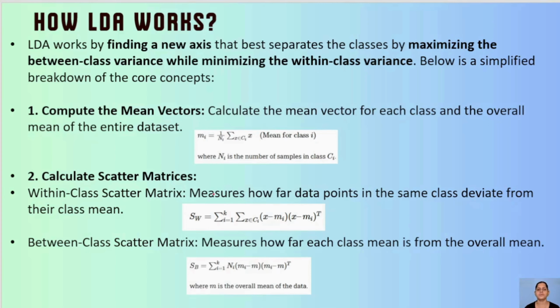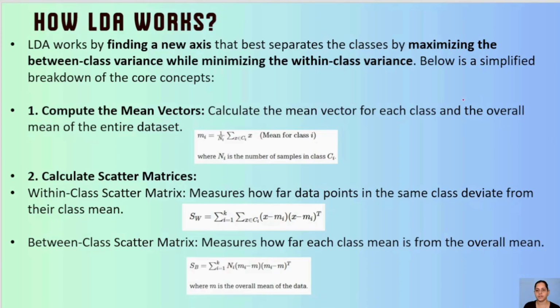So first it will find a new axis. When you have target variables or different target classes, it will find a new axis, and that axis, like I have already explained, is going to maximize the between class variance while minimizing the within class variance.